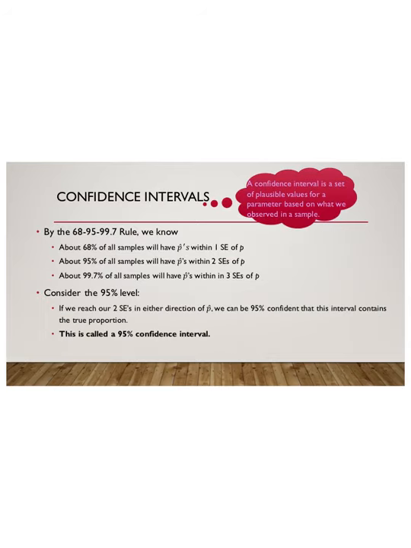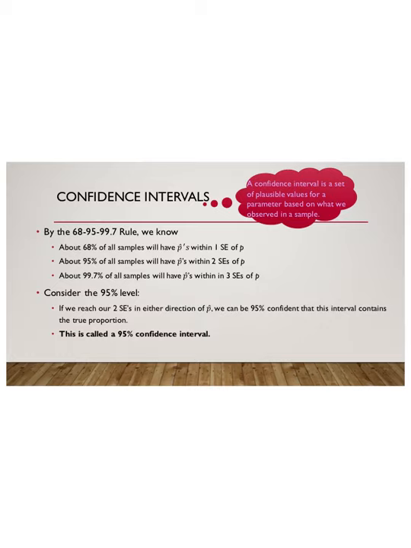By the 68, 95, 99.7 rule, we know that about 68% of all samples will have a p hat within one standard error of p. 95% of all samples will have p hats within two standard errors of p. About 99.7% of all samples will have p hats within three standard errors of p.